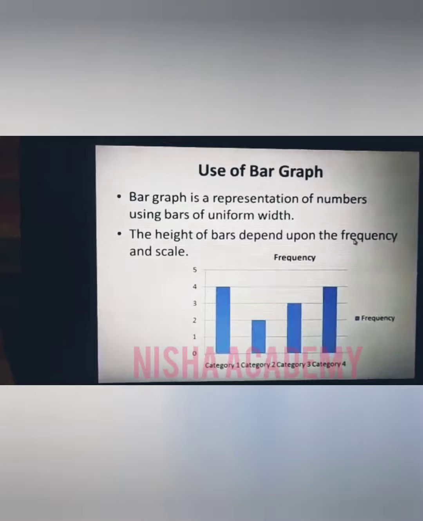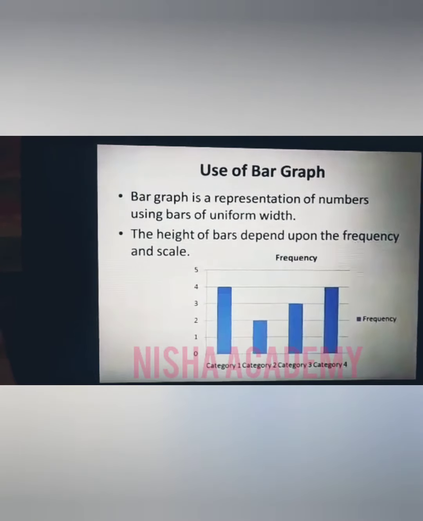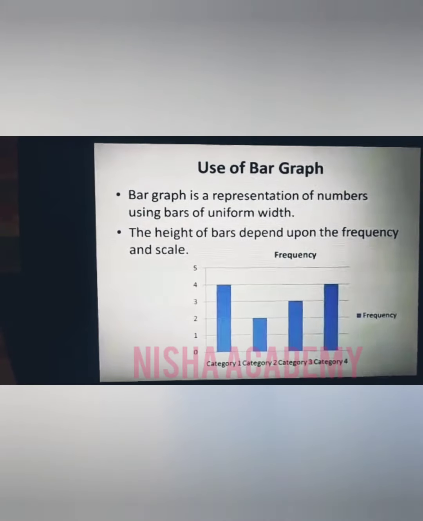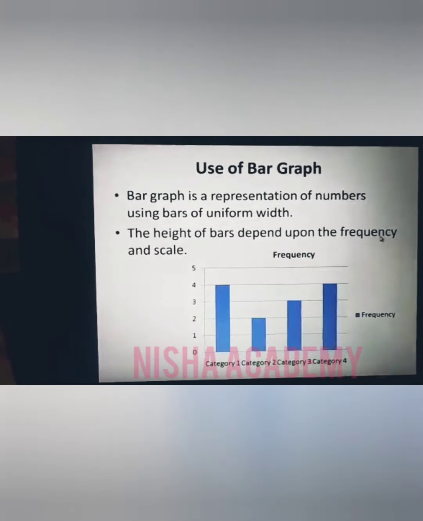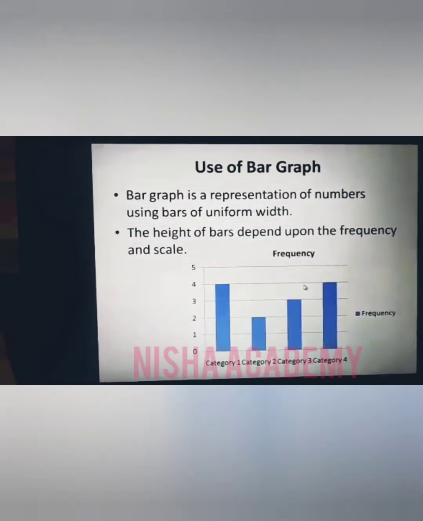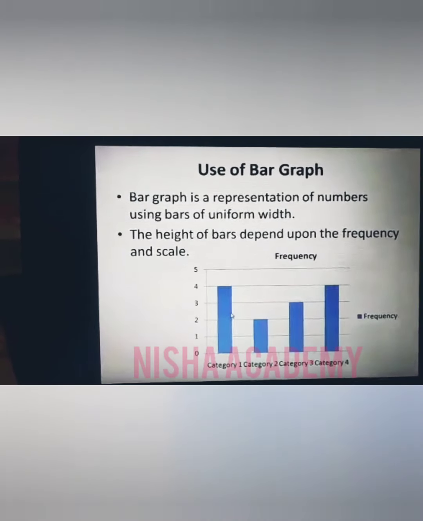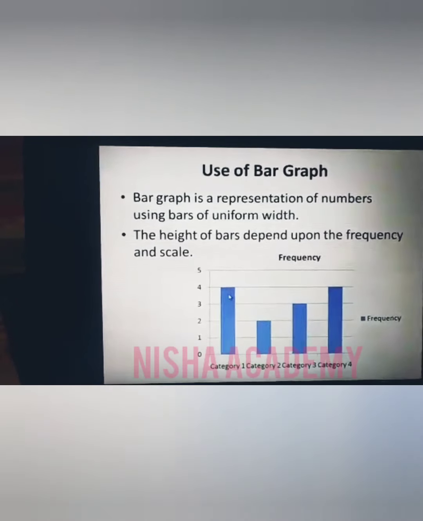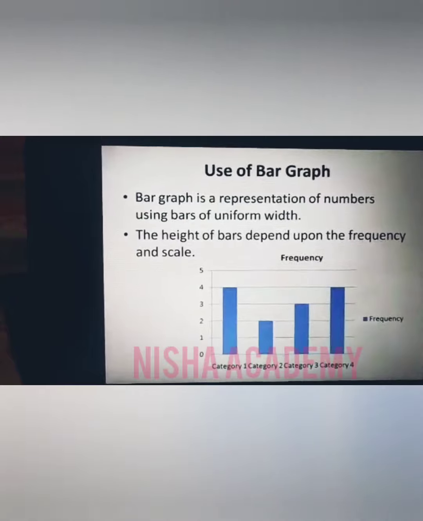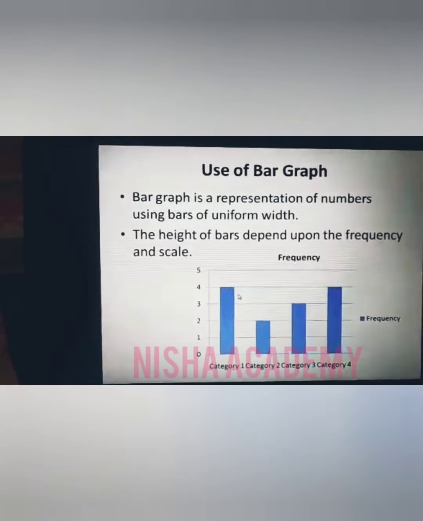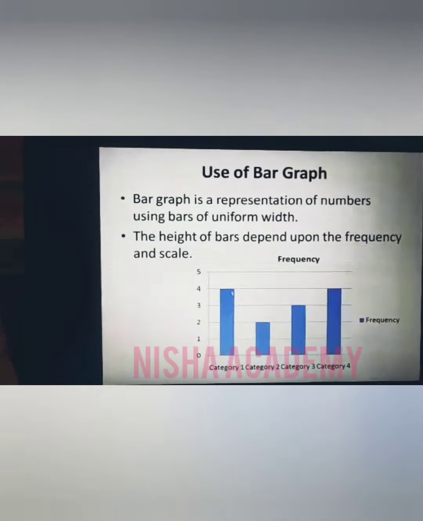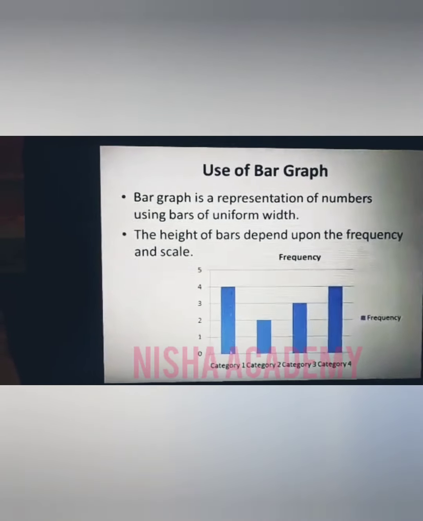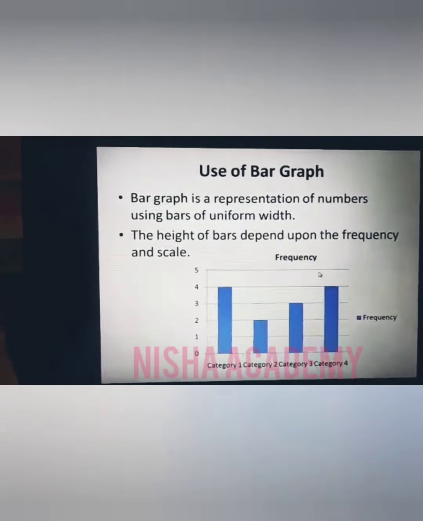Frequency means how a particular data is recurring, how many times it is getting repeated. That is called frequency. So when you show this same tabular form in this graph form, it is called pictorial representation, and when uniform bars are drawn this way, it is called a bar graph. Actually these uniform width rectangles are called bars, and the height of bars depends upon the frequency and scale.